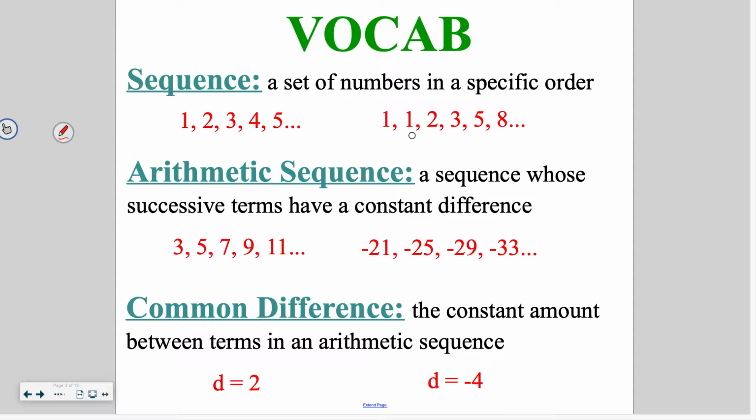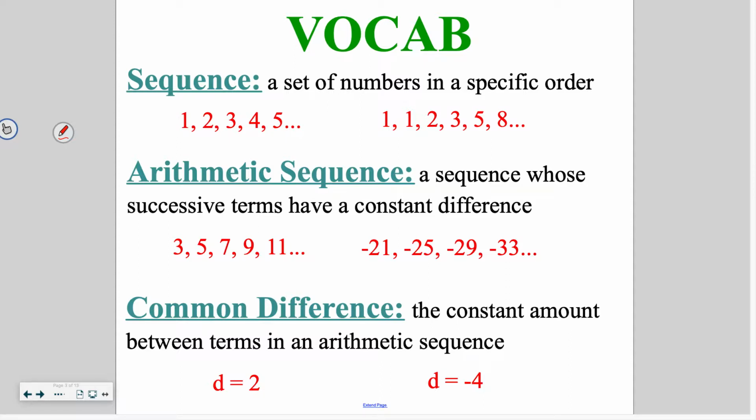So 1 and then 1. 1 plus 1 is 2, 1 plus 2 is 3, 2 plus 3 is 5, 3 plus 5 is 8. So it's not a specific pattern where we're consistently adding, but it is a pattern. So a sequence just has some sort of pattern in a specific list.